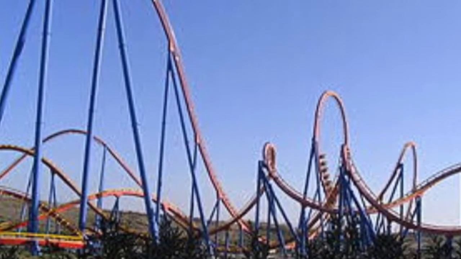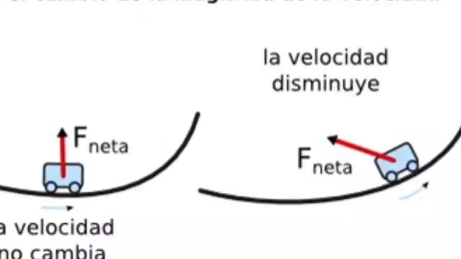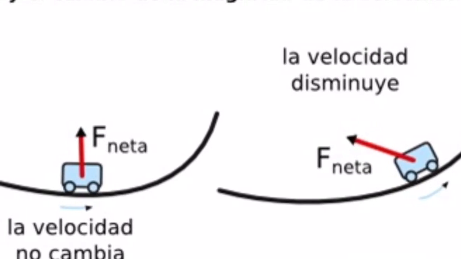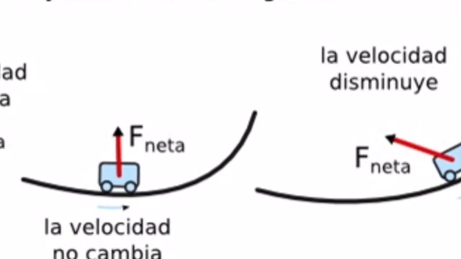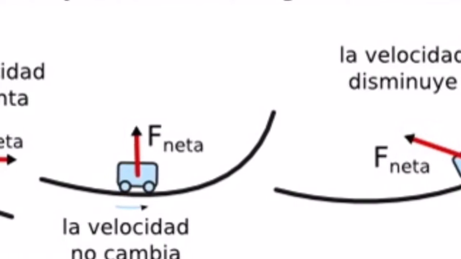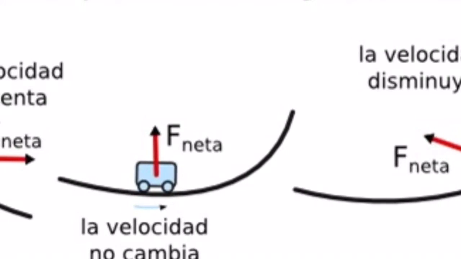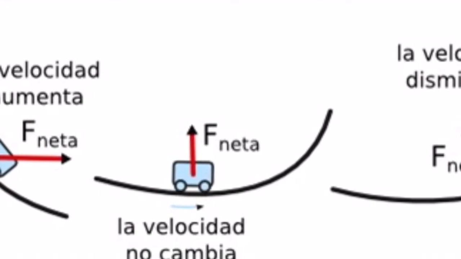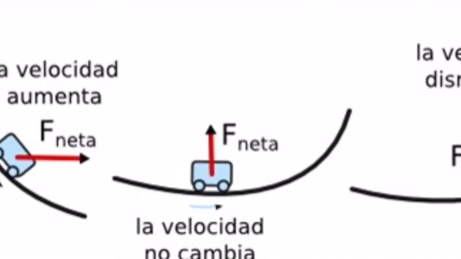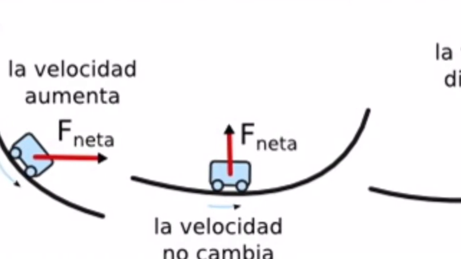The force exerted by the roller coaster is related to the changes of speed of the wagon and therefore of the passengers, and the length of the road. When we see horizontal stretches, the speed does not change because there is no acceleration and the net force is zero. In the curves and falls, there is acceleration and a constant change of speed and velocity.